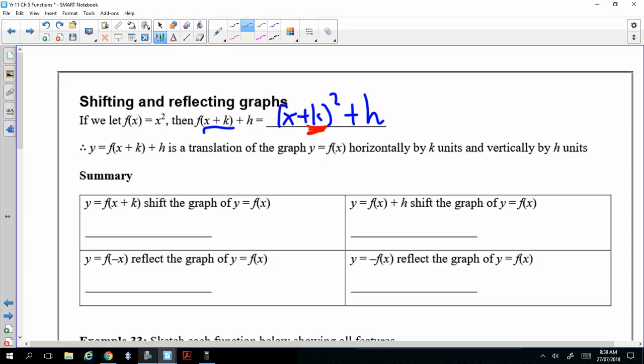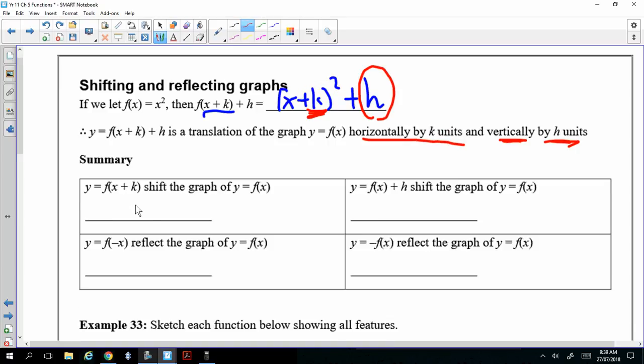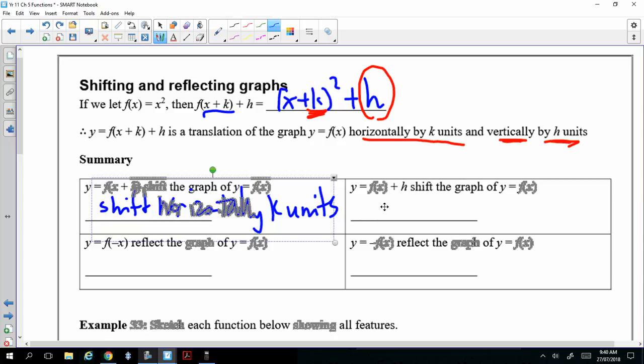So let's write a summary. When you go plus k, you shift horizontally, k units. Left or right depends on whether k is positive or negative. So plus h is going to shift vertically, up or down, h units. And then y equal to negative f of x reflects the graph of y equal to f of x.